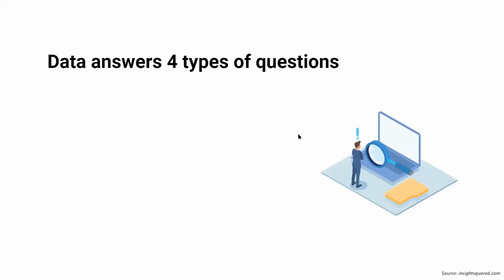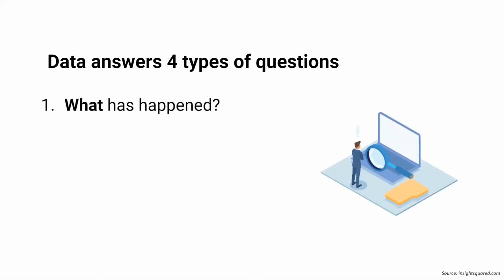So when it comes to data answers, there are usually 4 types of questions that we face, and data help us answer 4 types of questions. The first type of questions are the descriptive questions, which is about what has happened in the past. This is usually the most basic form of analytics, the easiest answers to give. This is a description of what has happened in the past.